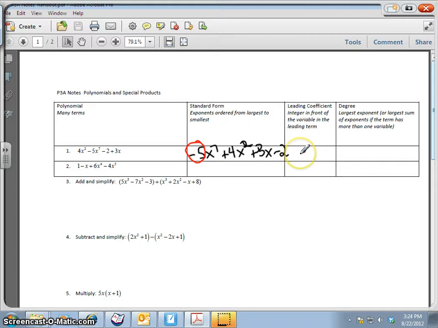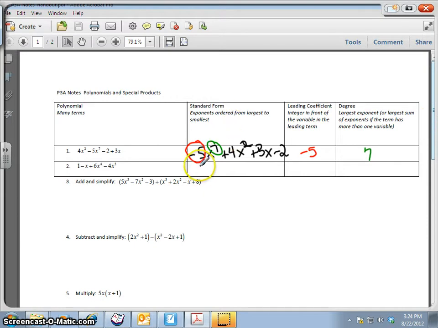The leading coefficient is the number that is in front of that leading term. In this case, the leading coefficient is negative 5. The degree of the polynomial is the largest exponent. In this case, it's 7. Now sometimes your terms are going to have more than one variable, and if that happens, you'll add those together, but we're not going to look at any of those today. We'll look at those later in the year.